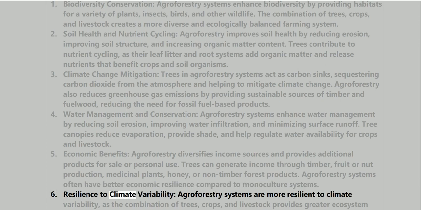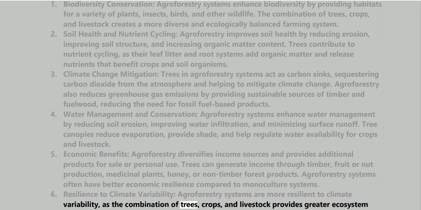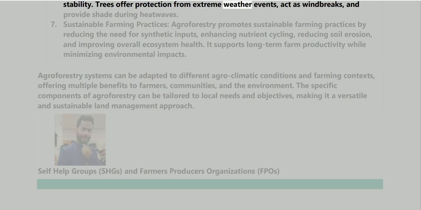6. Resilience to climate variability. Agroforestry systems are more resilient to climate variability, as the combination of trees, crops, and livestock provides greater ecosystem stability. Trees offer protection from extreme weather events, act as windbreaks, and provide shade during heat waves.